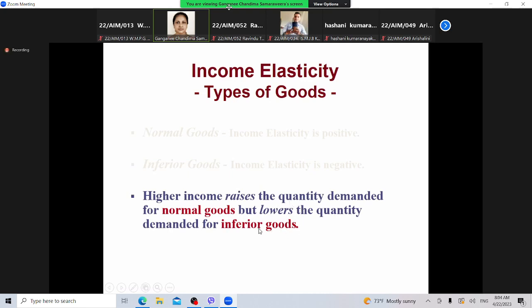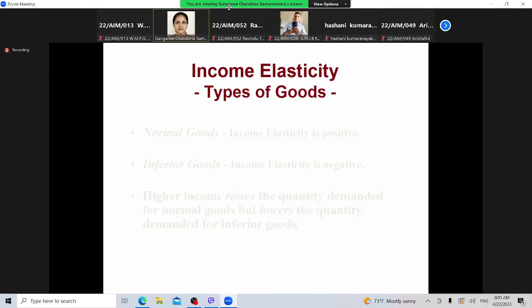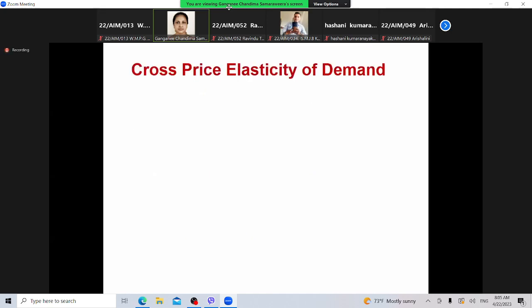In low income classes, they use foot bicycles. But when income increases, they reduce the quantity demanded of foot bicycles and they may go for higher vehicles, car or motorbikes or something. Okay, this is the easiest example you can remember in the case of inferior goods.